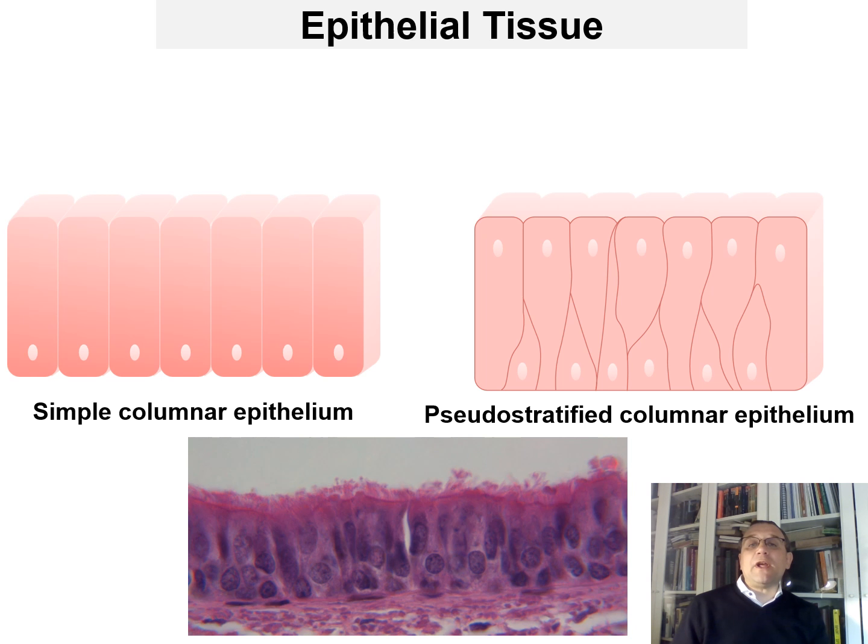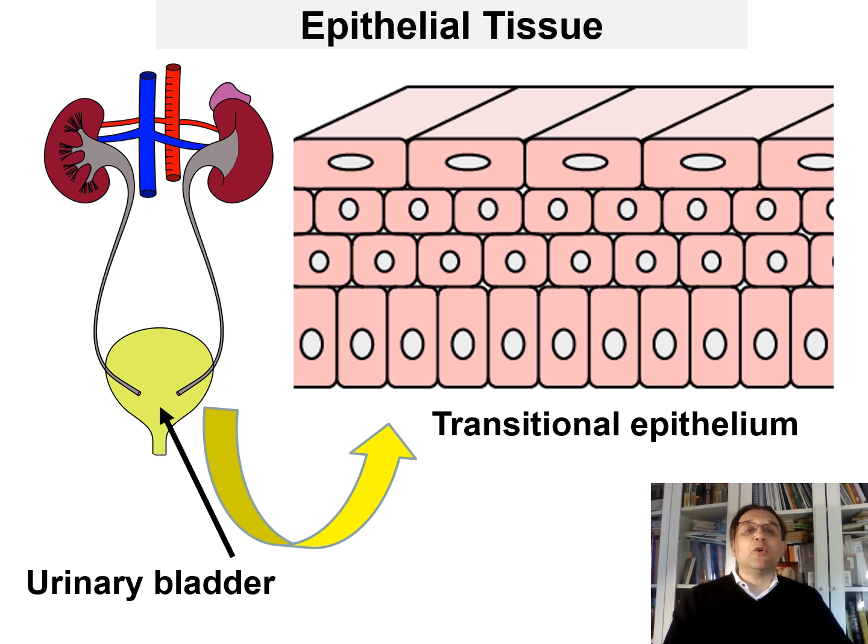Pseudostratified columnar epithelia are tissues formed by a single layer of cells that give the appearance of being made of multiple layers, especially when seen in a cross-section. The nuclei of these epithelial cells are at different levels, leading to the illusion of being stratified. There is another type of epithelium known as transitional epithelium. In this epithelium, there are several layers of cells of differing shapes.